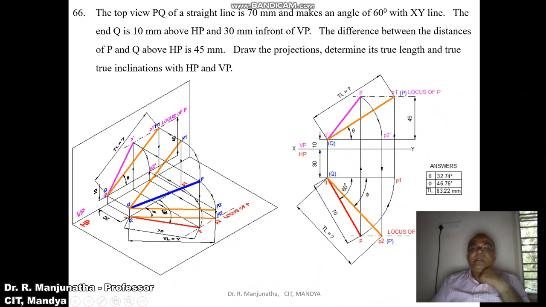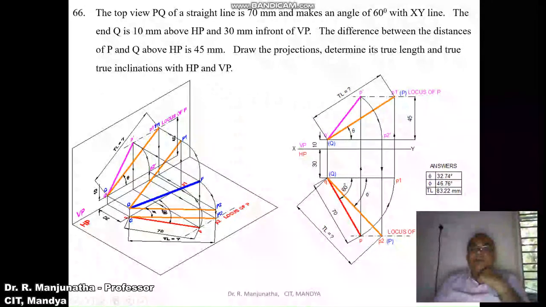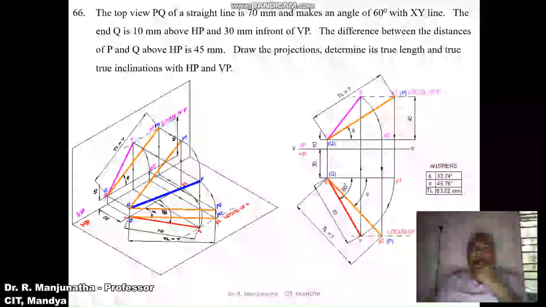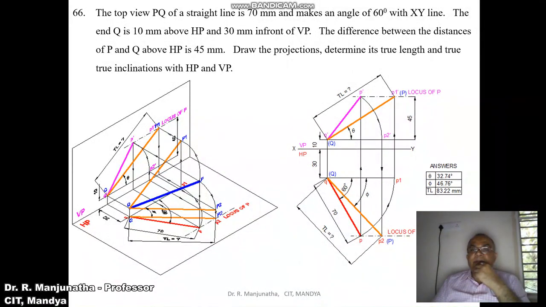Then by using the scale, you measure the length from Q dash to P1 dash, which is the true length, and it is going to be 83 mm when you are doing it manually. When you are doing it on computer, it will be 83.22 mm. And by using the protractor with Q dash as center, measure with respect to the horizontal line the true inclination made by the line with respect to HP, which is theta. It will be 33 degrees when doing it manually. On computer, it will be 32.74.